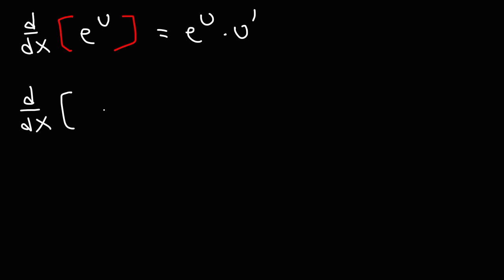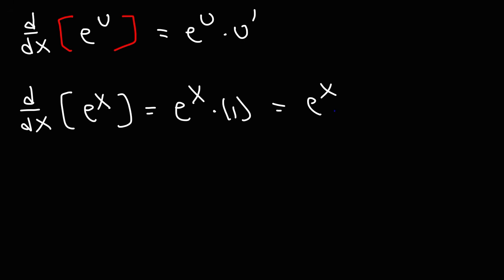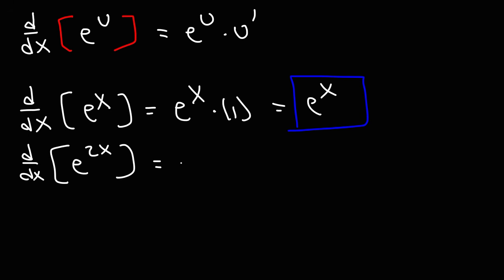Let's say if we want to find the derivative of e to the x. So it's going to be e to the x times the derivative of x, which is 1. So the derivative of e to the x is simply e raised to the x power. Now what about the derivative of e to the 2x? It's going to be the same thing, e to the 2x times the derivative of 2x, which is 2. So you can write it as 2e to the 2x.